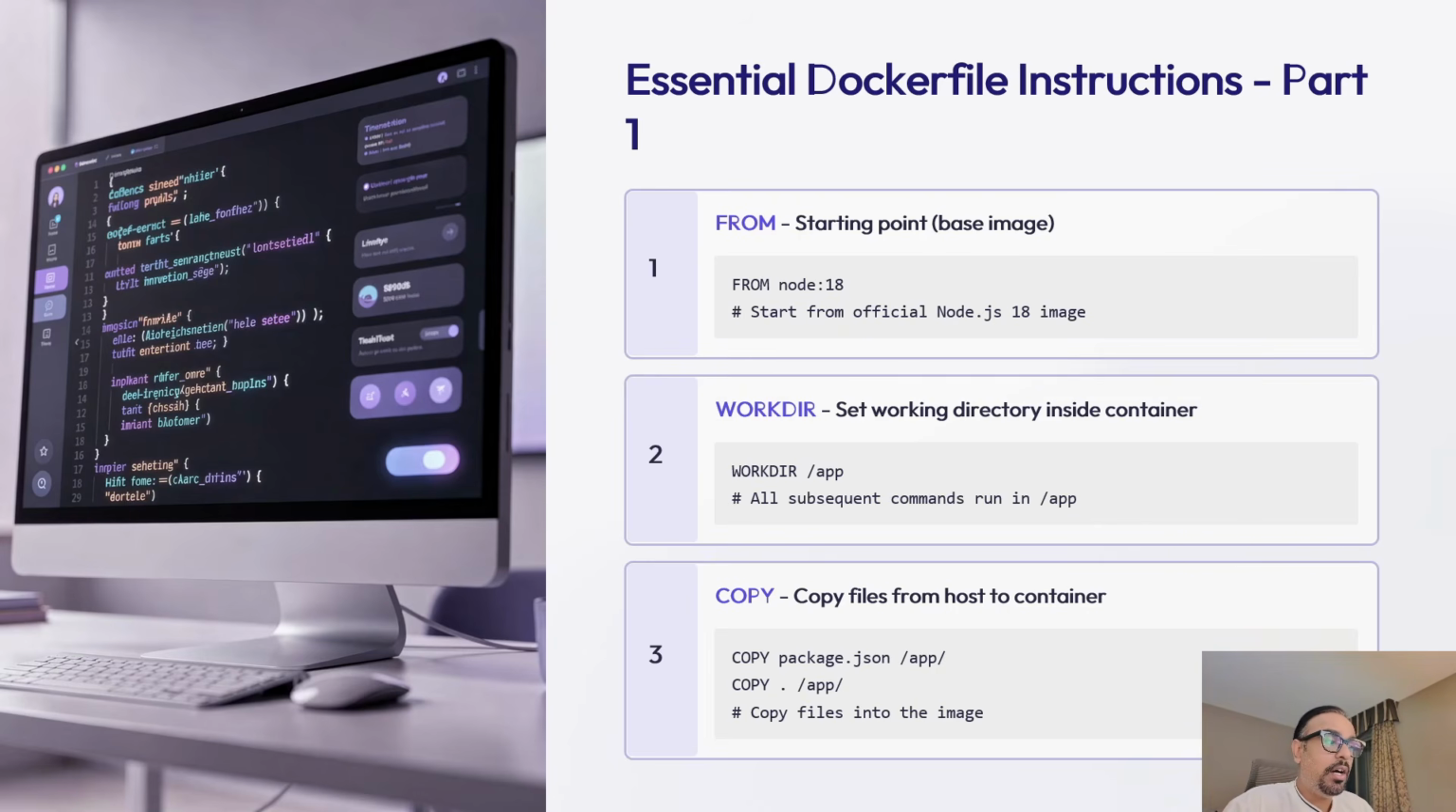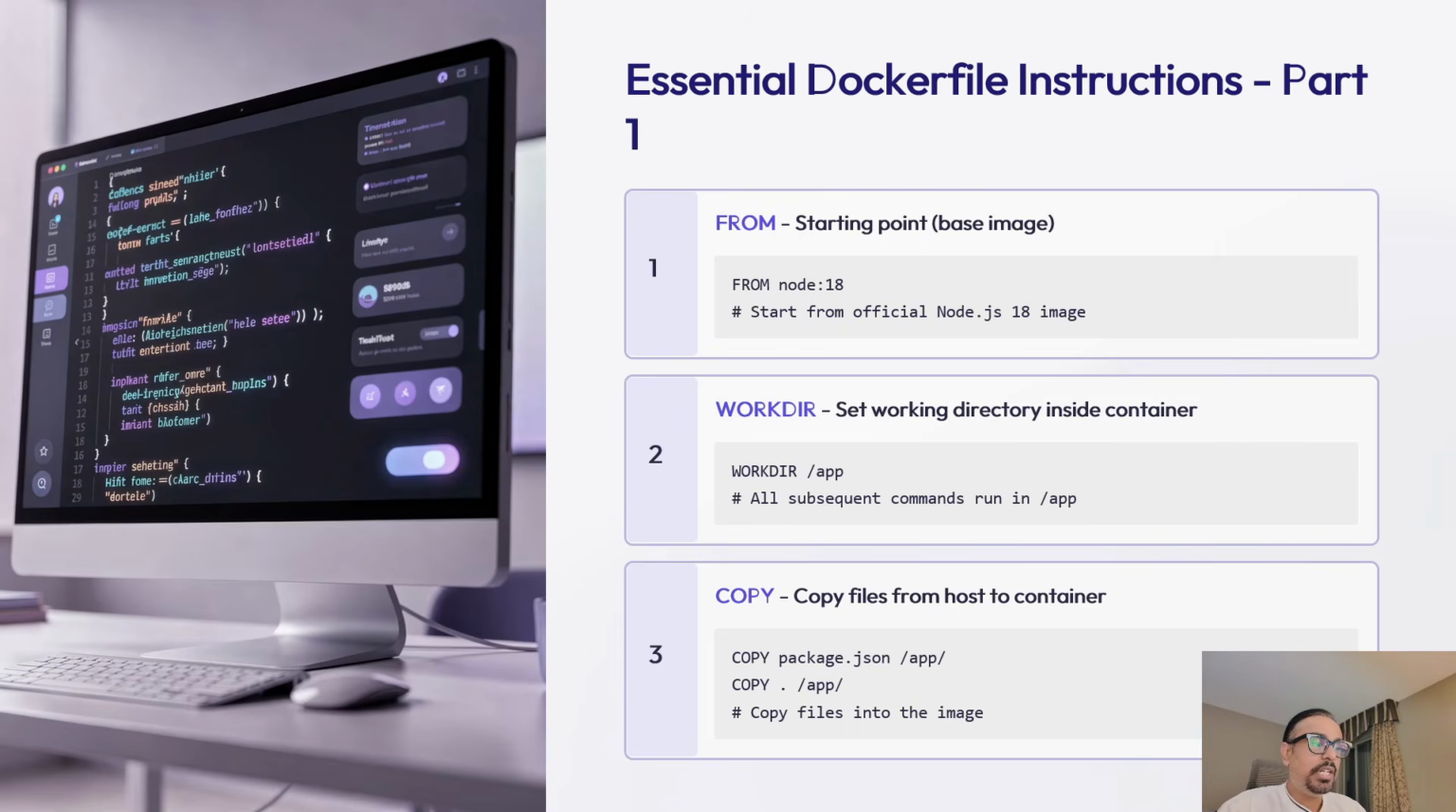Then we have copy. This copies files and directories from your host, that is your local machine, into the image. For example, copy package.json /app copies your package.json file into the app directory, that is the working directory that we have set in the image. Copy . /app copies everything from your current directory or the current path that you have mentioned into the working directory, that is /app. So this is how the copy command works. It copies the file from your host to your container.